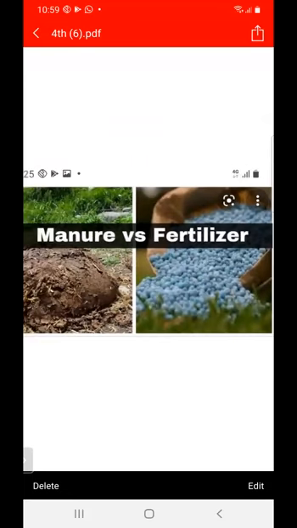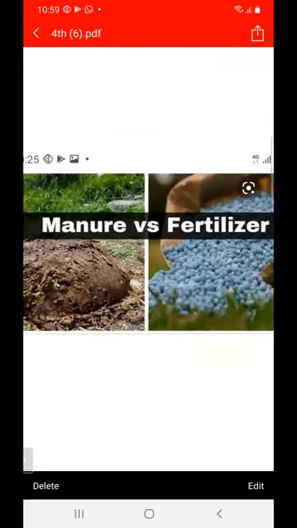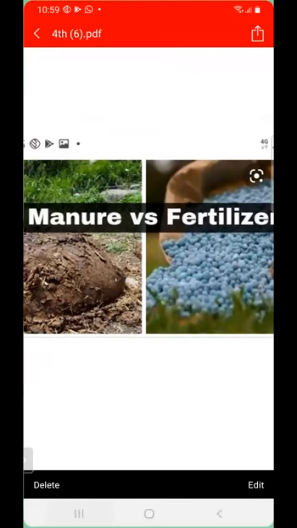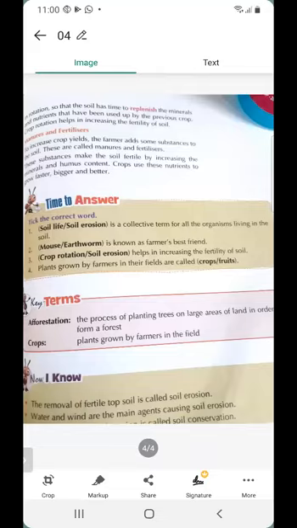And both of them increase the fertility of soil. So it is manure and fertilizer. To increase the fertility of the soil, farmers add some substances to the soil, and these substances are called manure and fertilizer. These substances make the soil fertile by increasing the minerals and humus content, and crops use these nutrients to grow faster, bigger and better.